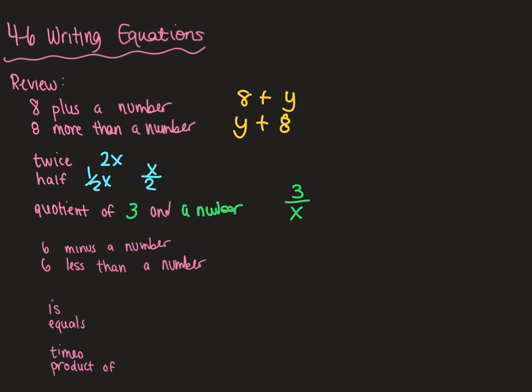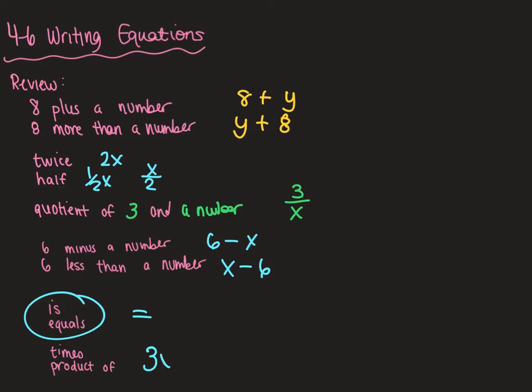6 minus a number and 6 less than a number. Minus and less than are like these two. Minus is exactly how it sounds, 6 minus a number. 6 less than a number looks like this. Is and equals, that's our equal sign. And finally, product and times.